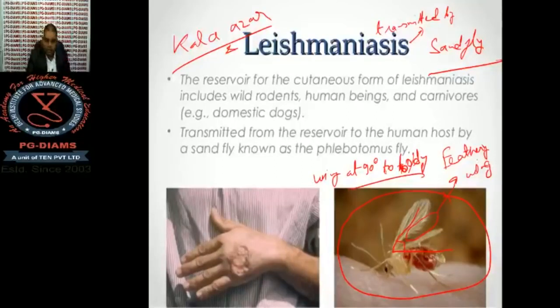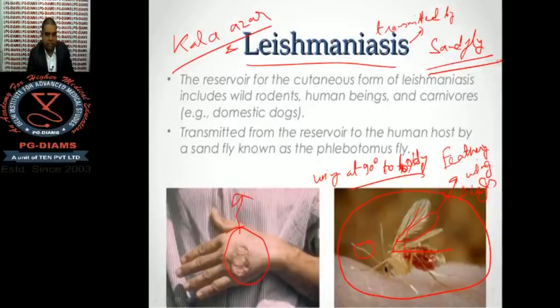The third is the legs are very large and the legs are also feathery. Legs, antenna, feathery wing and legs or antenna. Okay. This is the characteristic of a sandfly, as if sand is present all over its body. Sandfly. Okay. It transmits Kala Azar or Leishmania. And this is the characteristic lesion of cutaneous leishmaniasis.